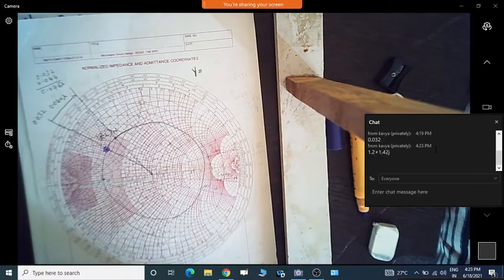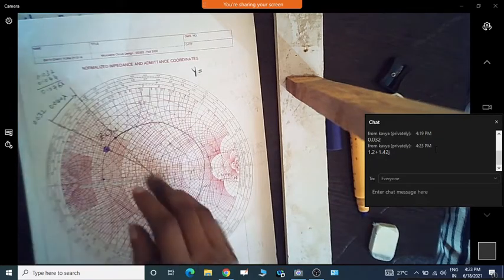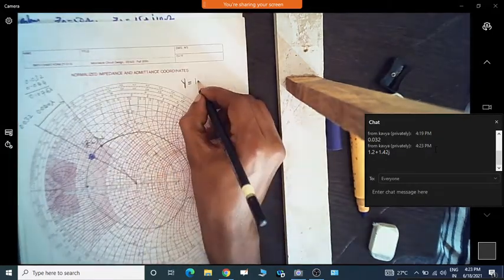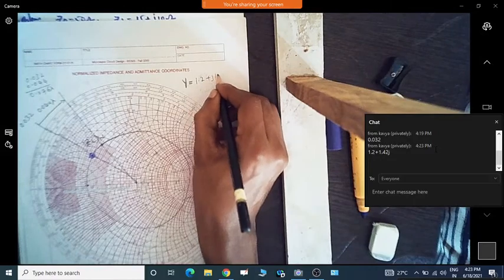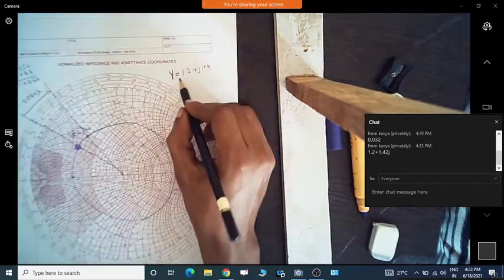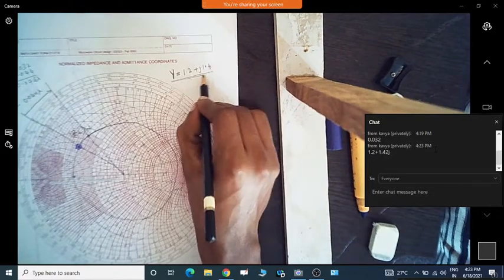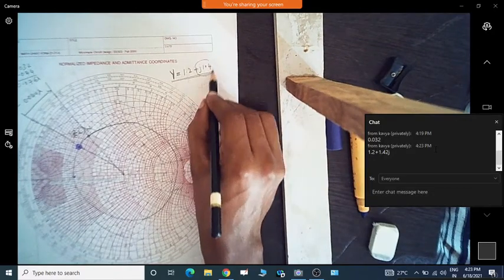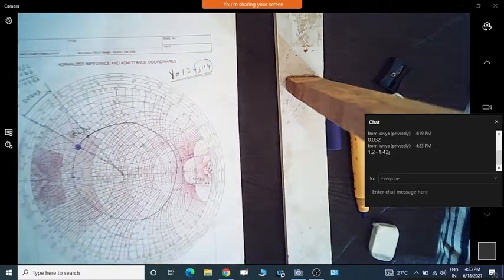Okay, 1.2 plus 1.42J. Okay, so 1.2 plus J 1.4. So now see here, so we have the value which is the susceptance which is J 1.4. Okay, so that is what we are going to get.